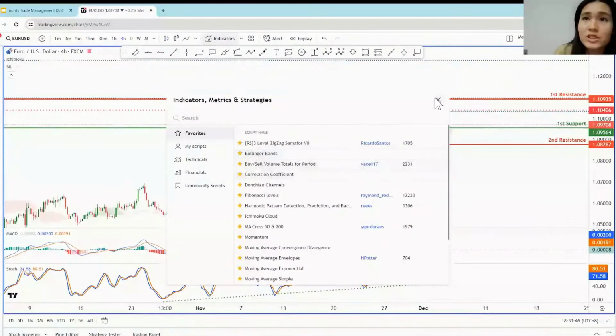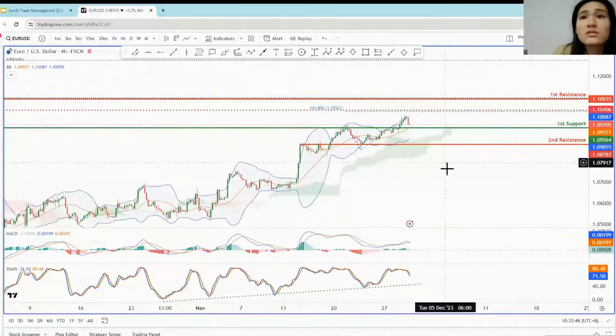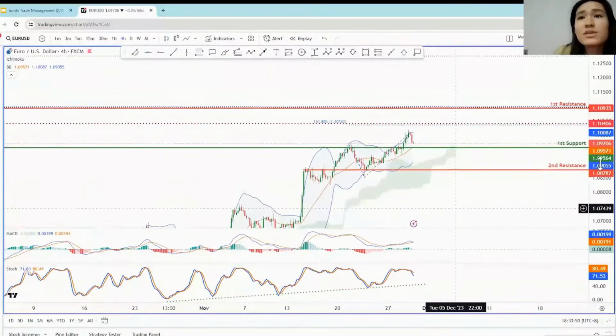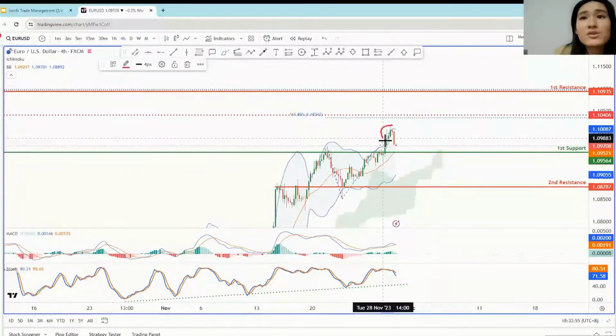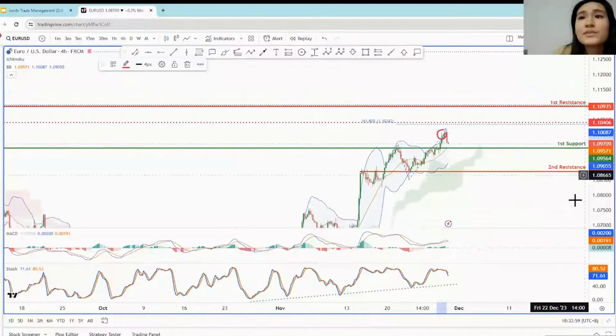Maybe let's look at Bollinger as well. Okay, we can kind of see Bollinger breaking above the upper band as well, so it is also giving us a bullish signal.